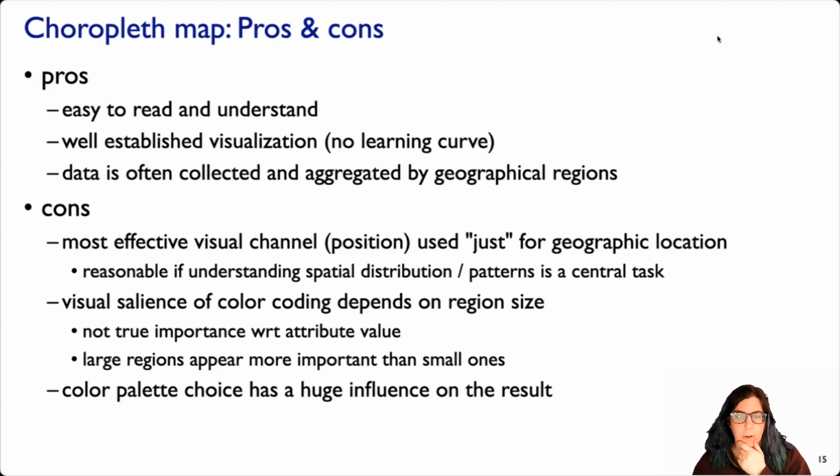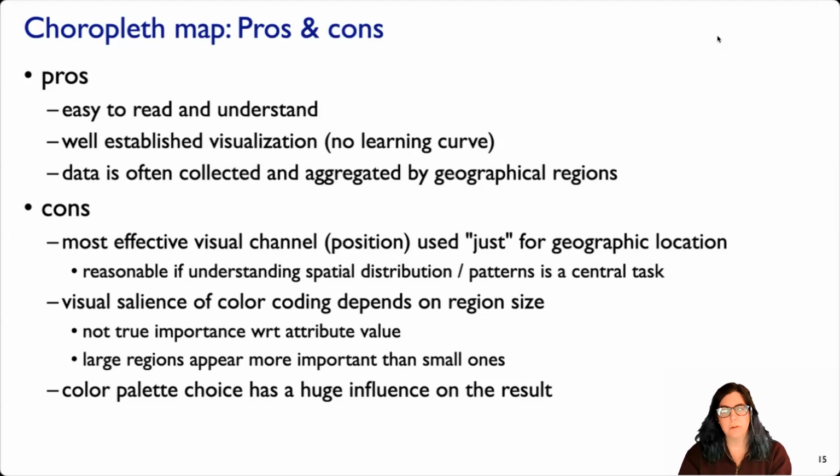Okay, what's bad about choropleths? Well, one thing is we've talked a lot back when we started talking about marks and channels that the position channel is the most effective visual channel. Now, you're just showing geographic location with that. So if understanding geographic patterns is completely central, then maybe this is a good choice. But if it's more of a peripheral thing, it could be that you might want to pick some other attribute to really focus on rather than using geographic position for that. So that's a judgment call for a designer.